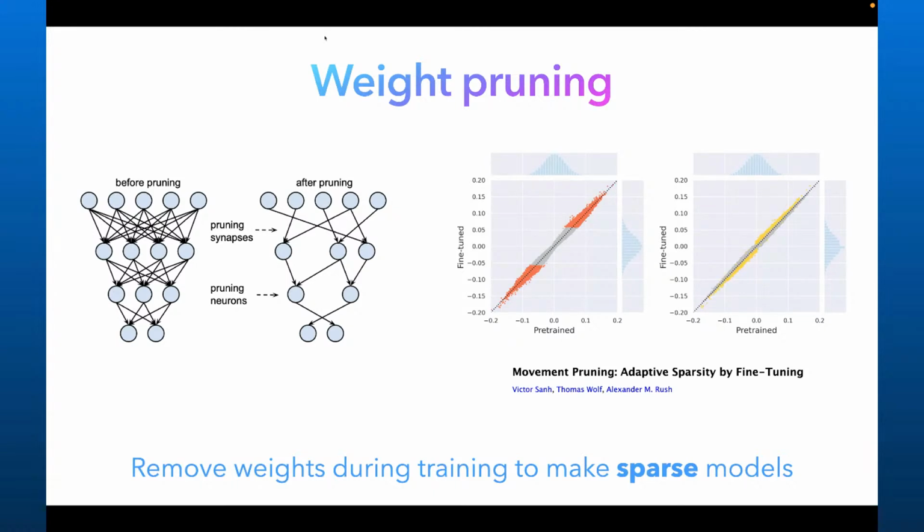So this technique was improved just very recently, just a couple of months ago, by the same colleagues at Hugging Face and some others.